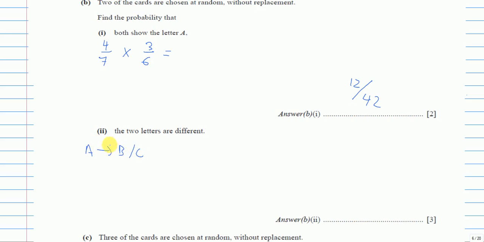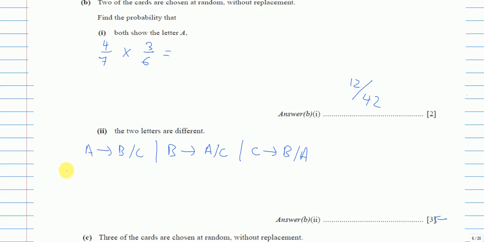So AB or AC, the 2 letters are different, or the first one is B and the other one is either A or C. And the third possibility is that the first one is C and the other card is either B or A. So there are 3 chances and we have to add all the 3 chances to get the 3 marks. So let's start with the first one.